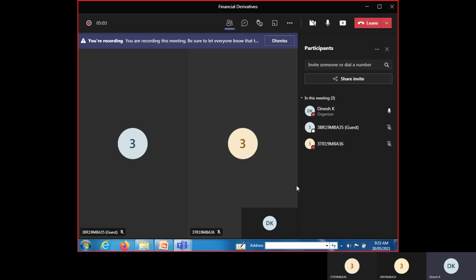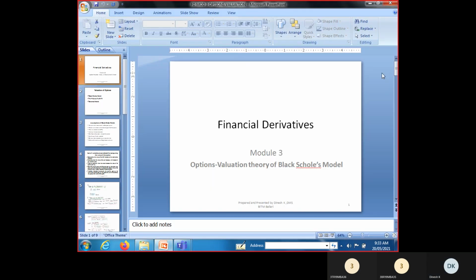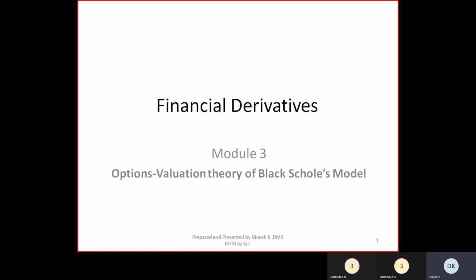So shall we start the discussion? Today we'll start with a new topic called Black-Scholes valuation of options, right? We have discussed forward valuation, how to value the forward contract. That helps us to know the intrinsic value of the contract, and that in turn helps to make decisions, right?